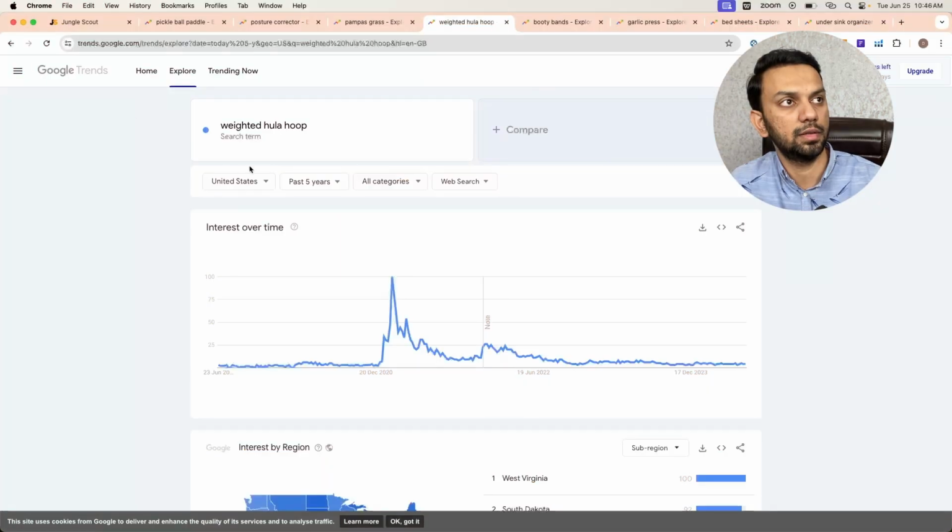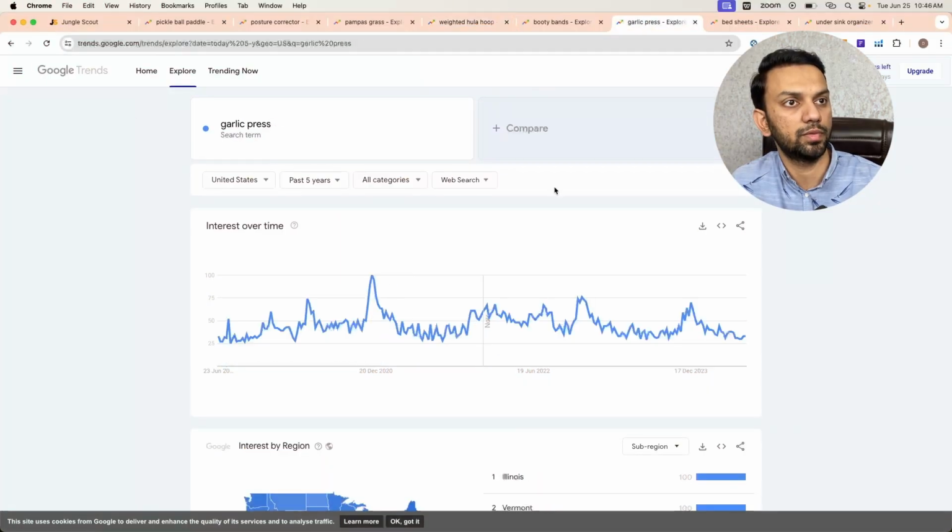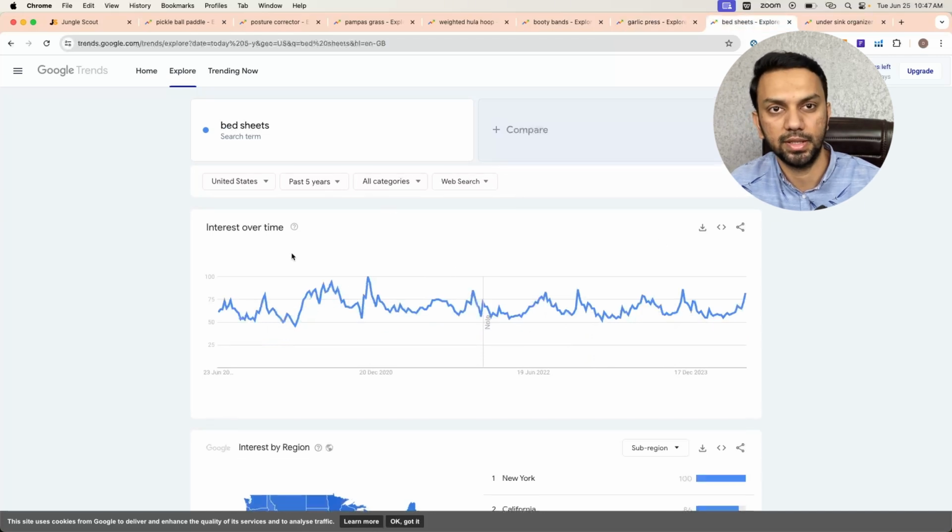If I try to show you some of their graphs, for example garlic press, a pretty famous and at the same time notorious product, you can see the demand is pretty much consistent. Bed sheets, just picking random examples. There is some seasonal element like summer and winter, but still overall year over year it is consistent, it is here to stay. So such kinds of products.